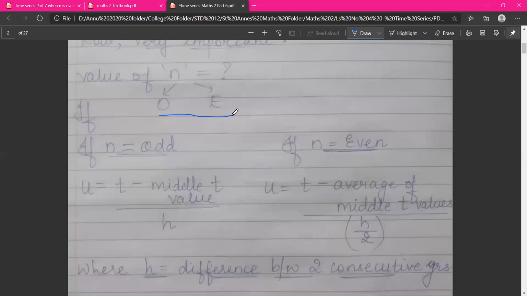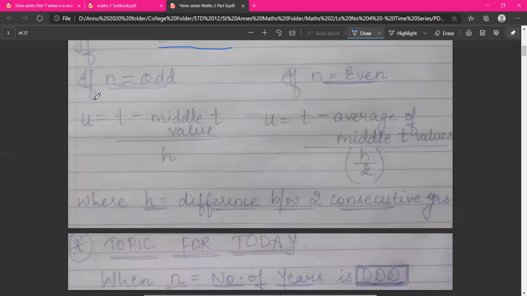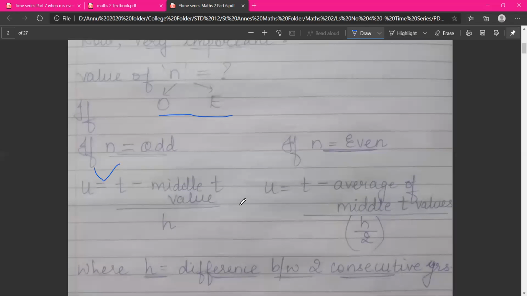Now the very important part which I told you all in the last lecture as well, n may be of two types, one is odd, one is even. So we have recently finished with when the number of years is given as odd. So the formula for u was that time t minus the middle t value divided by h, where h was the difference between two consecutive years, that is back to back. Now class, today's topic deals with when the value of the time period n is even.